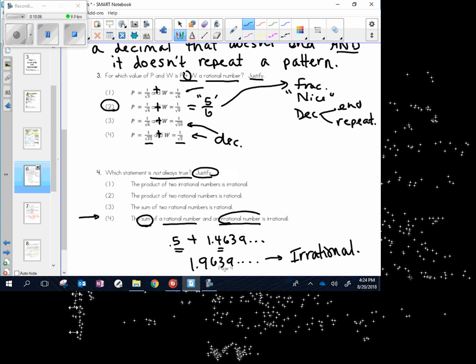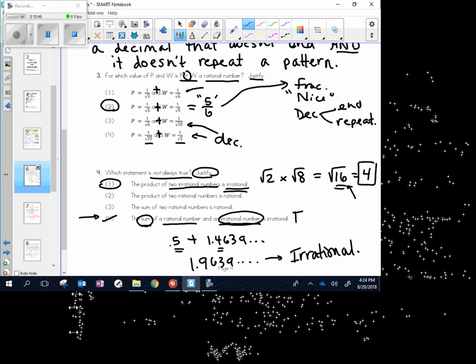So anytime you take an irrational number and you add it to something, you're going to still have an irrational number. That's always going to be true. It's not the answer. I'm looking for the one that's not always true. The one that's not always true is choice 1. And like I said, we can discuss this more in our class. But when you multiply, some weird things can happen. If you take two irrational numbers, like the square root of 2 and the square root of 8, it can create a rational number. So it's not always going to be irrational. Because if you suddenly create a perfect square, it can come out nice.